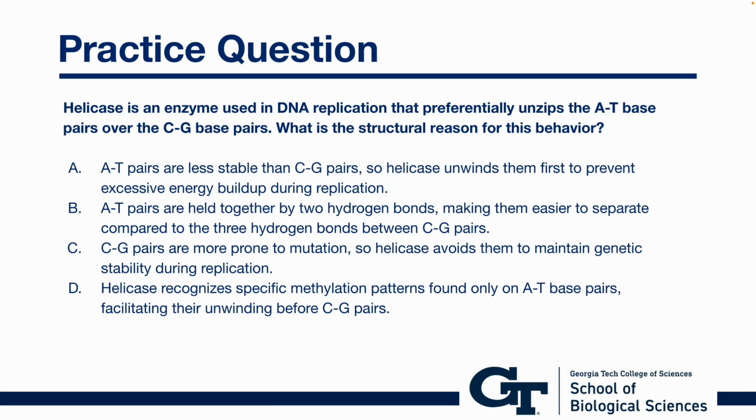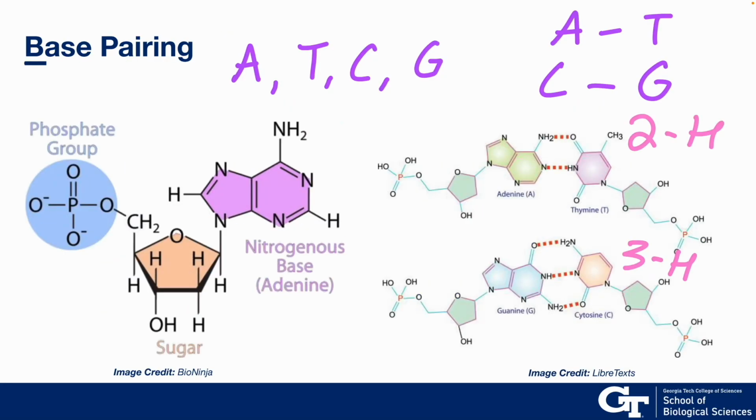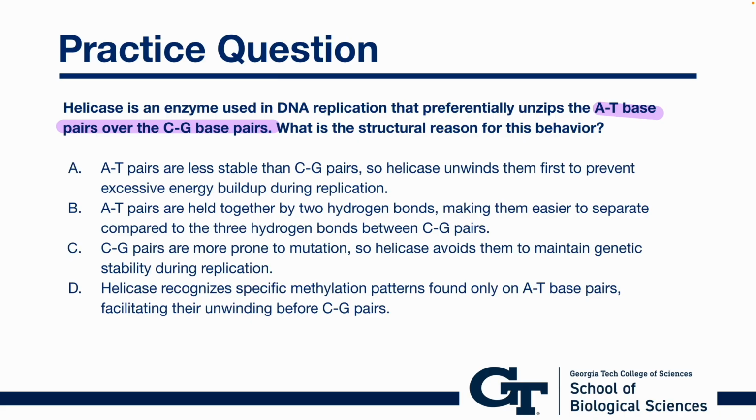And we see here with this practice question, we have the enzyme helicase that unzips the A and T base pairs, preferably over the C and G base pairs. Why does this happen? Well, let's think. What is the only difference between these bases? And I identified that right here. It's in the number of hydrogen bonds between them. And remember, just kind of intuitively, the more bonds we have, the harder it is to break something apart, right?